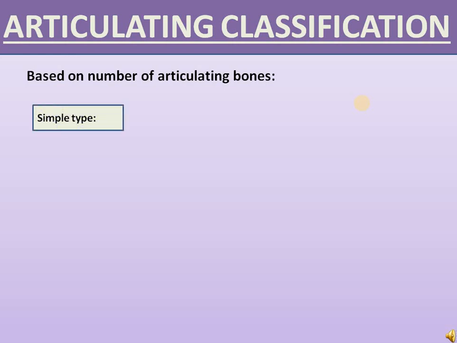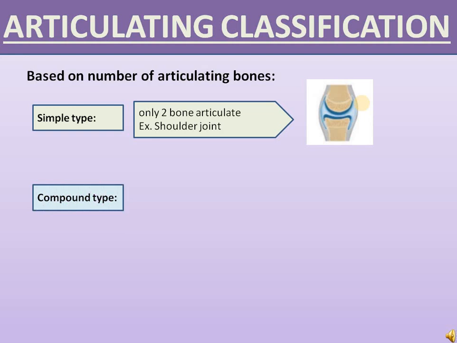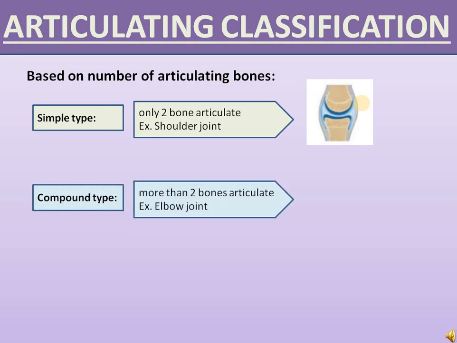Next we have the articulating classification, which is based on the number of articulating bones. First we have the simple joint, where only two bones articulate together to form a joint. For example, the shoulder joint. Second is the compound type of joint. Here more than two bones articulate to form a joint. For example, the elbow joint, where we have the humerus, radius and ulna.